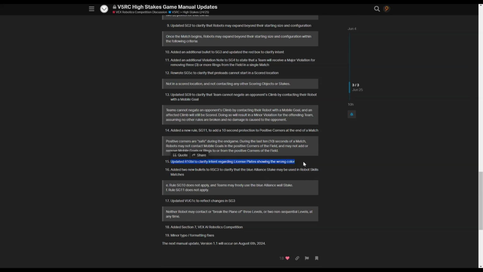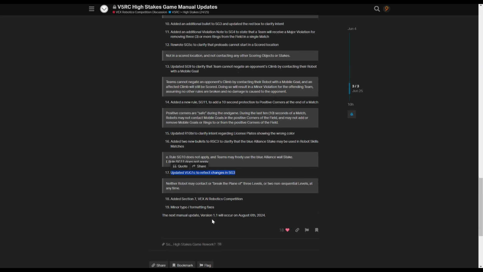Then essentially they just updated the license plate rules. That's pretty much the exact same thing. Just make sure you have the correct license plates, and don't have the wrong license plates showing. And then they did clarify that for skills, you can score rings on the Blue Alliance stake, because I know previously that was kind of a gray area. And then VexU, that's just changing the vertical expansion clarifications with the new definition of plane.